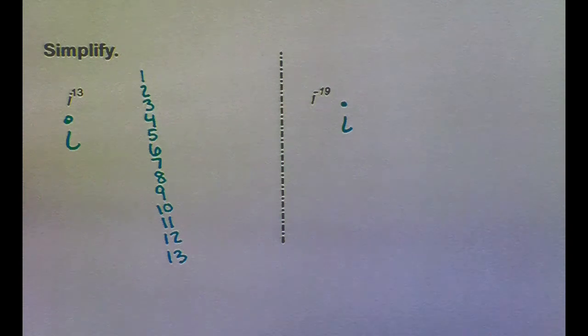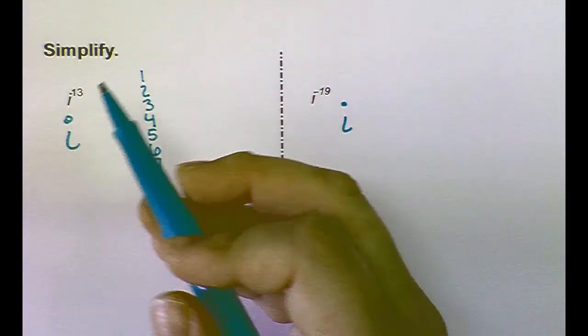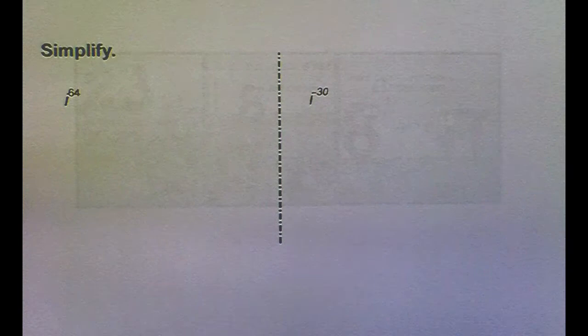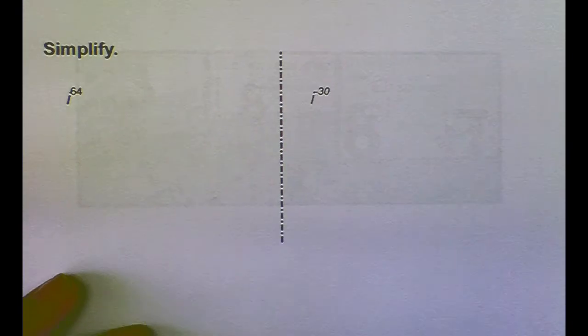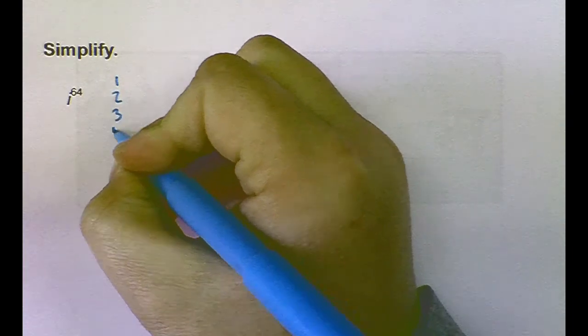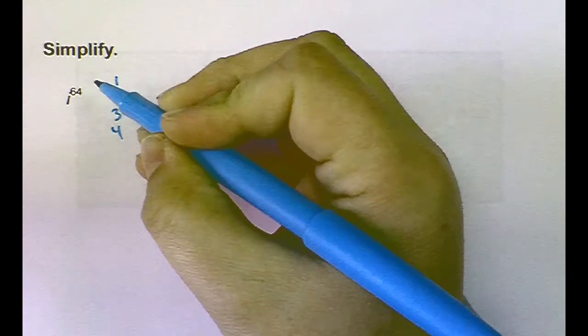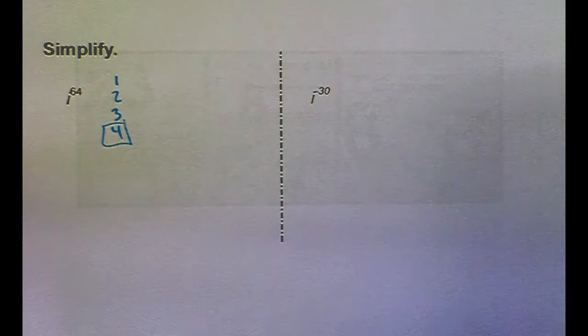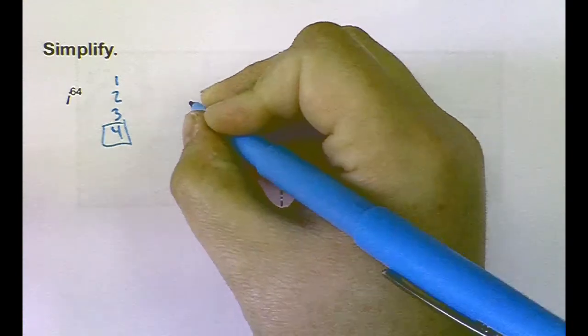You could also add 4 or subtract 4 until you get a remainder that's either 1, 2, 3, or 4. So i to the 64th power, I don't want to count through those all, but I noticed that 1, 2, 3, 4, right? If I subtract 4 over and over and over and over, I get to 0. Well, I don't want 0, so I get left with 4. i to the 4th power is 1.